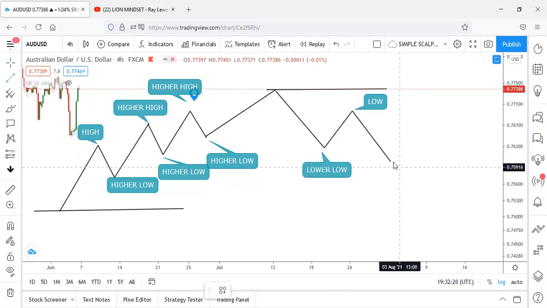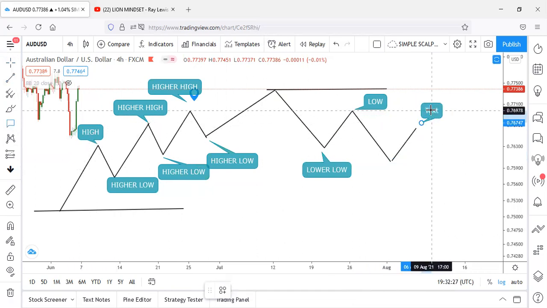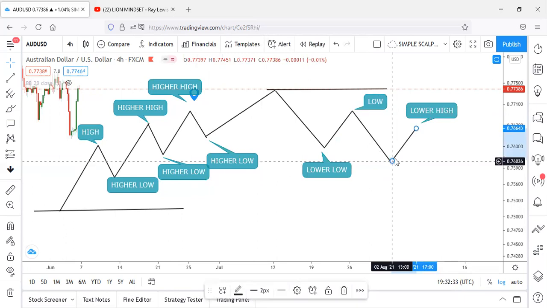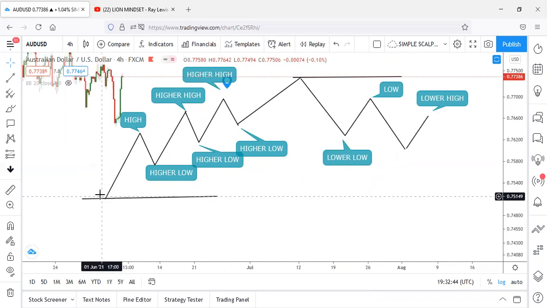So when we have another move to the upside, we can now say we have a lower high. All right, guys, please take note of this. A lot of people tend to make mistakes with the origin of the move. Some will say this is a lower high, while some will say we call this a higher low, I beg your pardon.